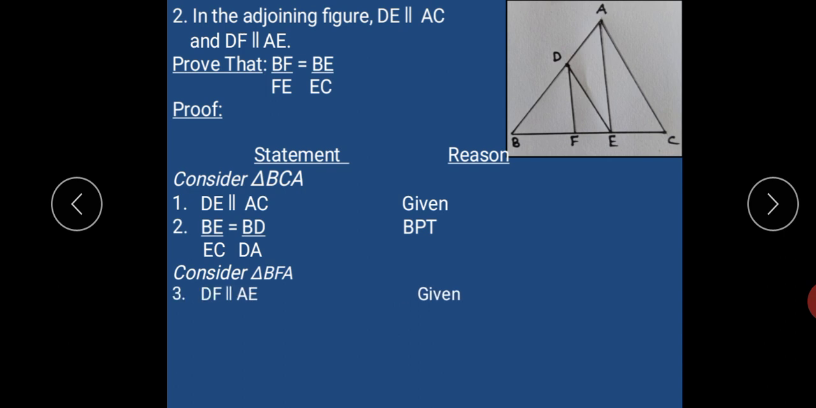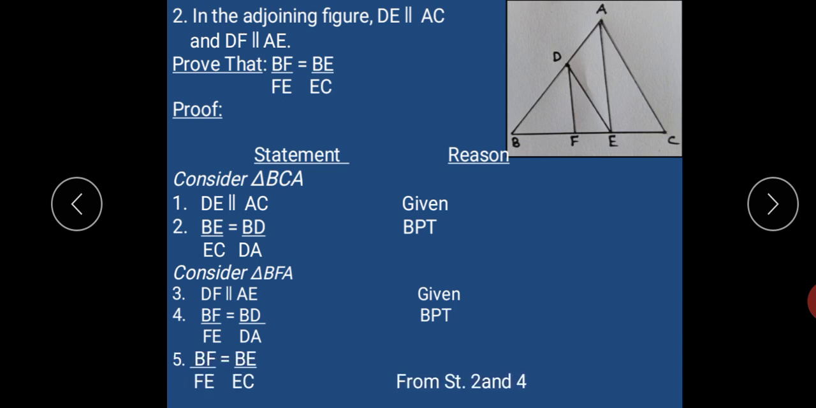And here we get BF, DF is parallel to AE. So we can apply the BPT. BF upon FE is equal to BD upon DA. Now look at statement 2 and statement 4. The right hand sides are same. So we can easily equate the left hand side, and that is what is done in statement 5.